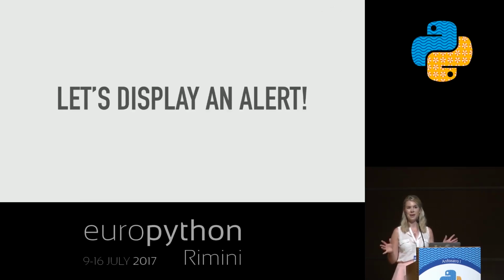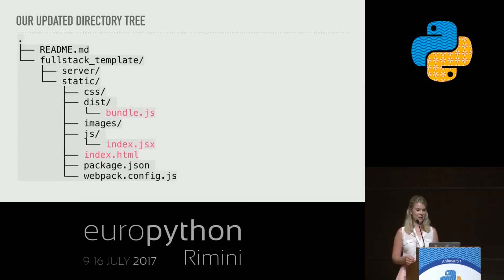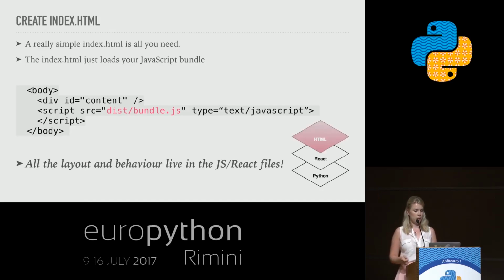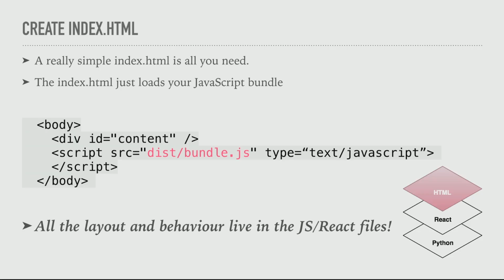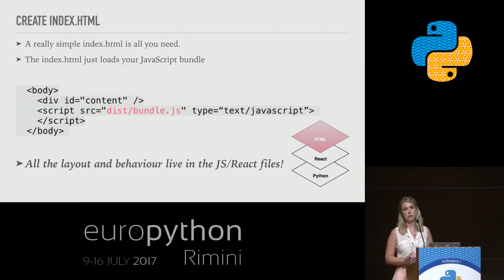We're going to start by displaying an alert. This is going to be our updated directory tree. We're just adding an index.html file and a JavaScript file. And then you can also see where our bundle ends up. So, okay, the index. This is super easy. As I mentioned previously, you literally just add your bundle to the body of your file, and that's it. Everything you need to do. All the layout and behavior is in React.